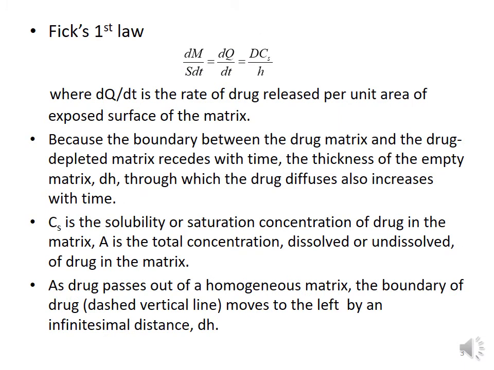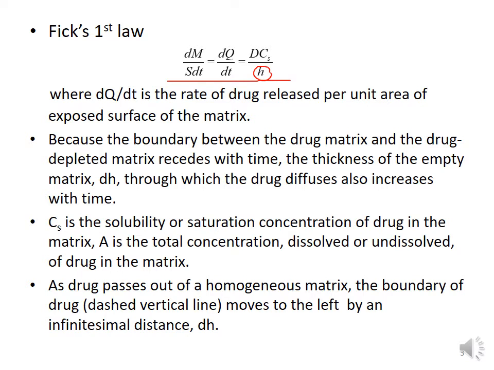According to Fick's first law, dM/dt per area S equals dQ/dt, and it equals D dCs divided by h, where dQ/dt is the rate of drug release per unit area of exposed surface of the matrix. Because the boundary between the drug matrix and the drug depleted matrix recedes with time, the thickness of the empty matrix h through which the drug diffuses also increases with time. So h in this case is changing with time.